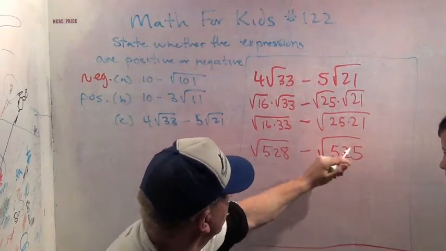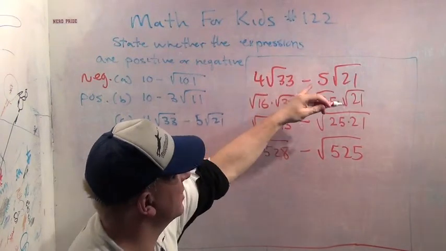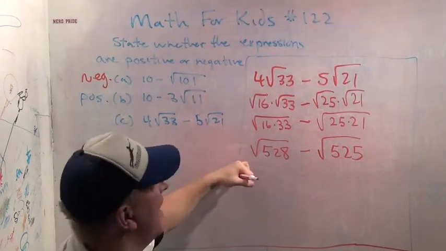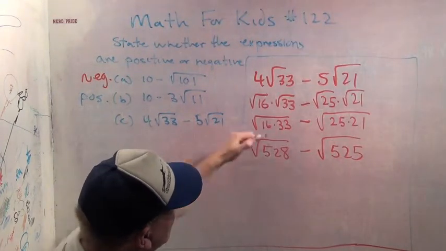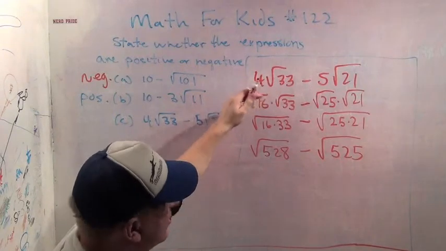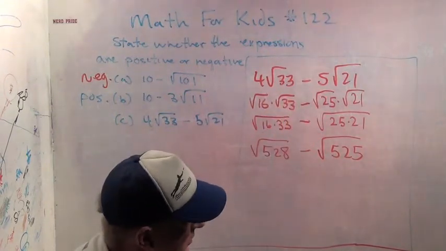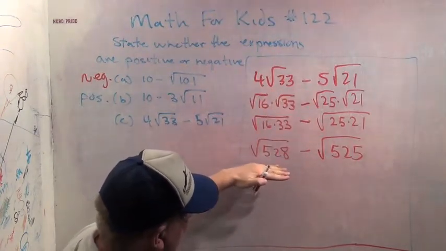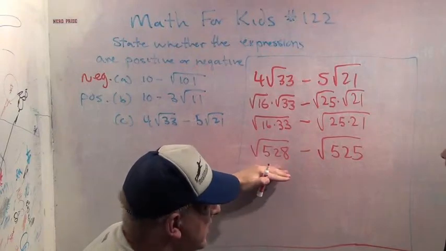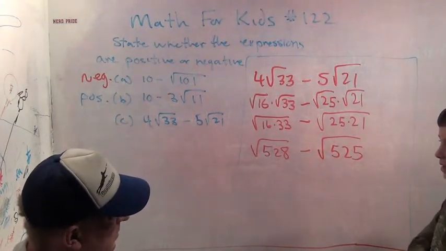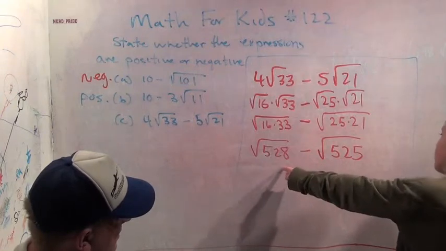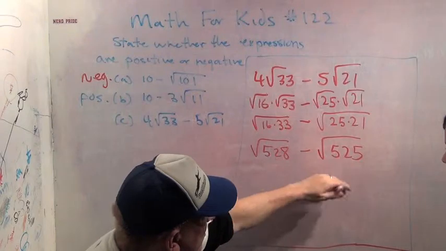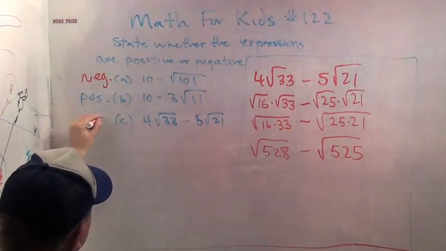So this whole complicated expression, 4 times the square root of 33 minus 5 times the square root of 21, usually you want to write it like this, 4 times the square root of 33, and 5 times the square root of 21, right? But that's hard to figure out when we're subtracting, so we want to get them as the square root of one single number and one single number. So this is positive. Why is it positive? Big number minus small number. This is a big number, square root of 528, minus a smaller number, square root of 525. So this is also positive.